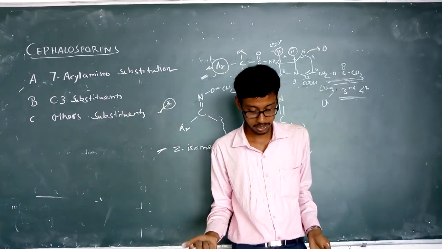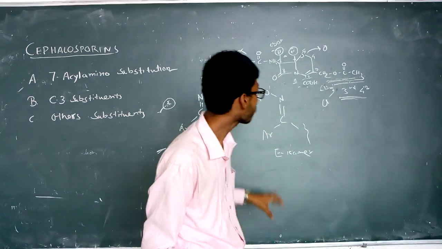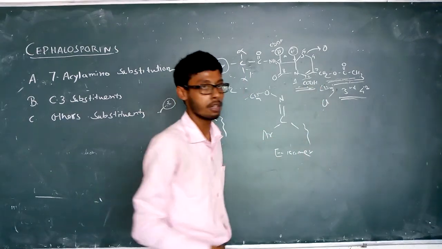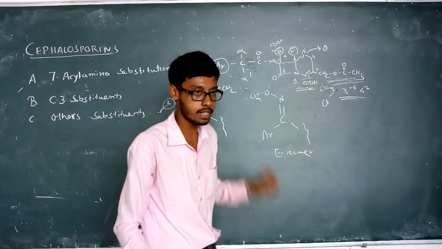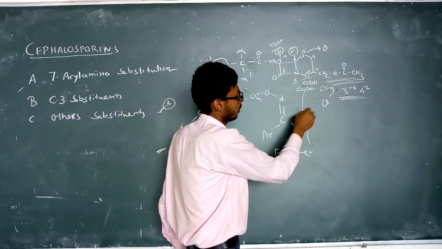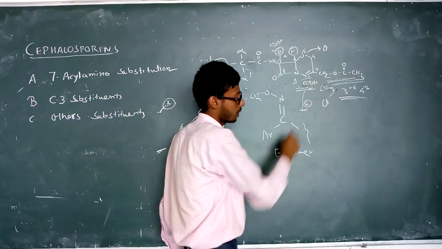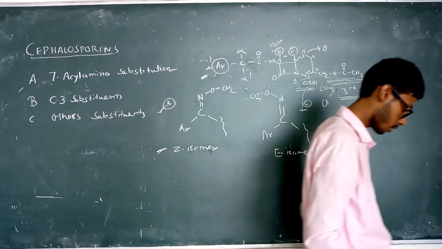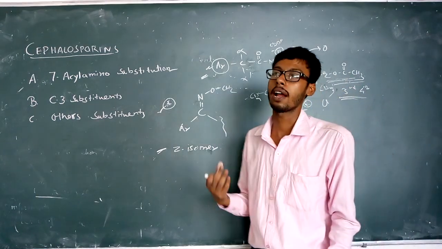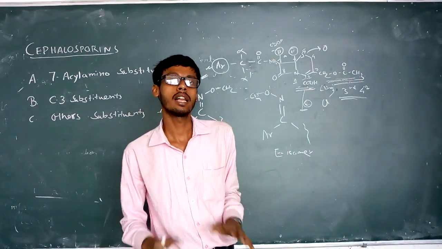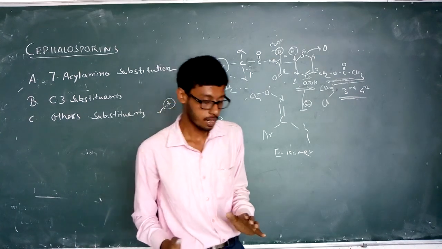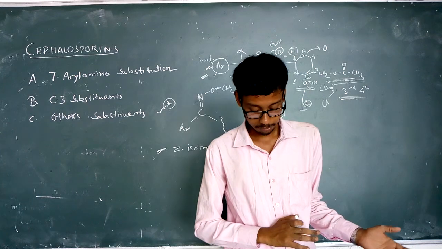The last point of the SAR is the carboxylic acid, which I already mentioned. The acid is easily converted to the ester, and the ester form is known as a prodrug. The prodrug is easily administered orally, and after oral administration it will hydrolyze and release the free drug, and the free drug is responsible for the biological activity.